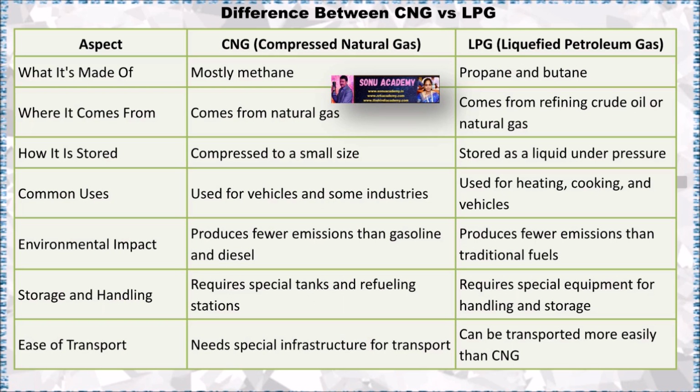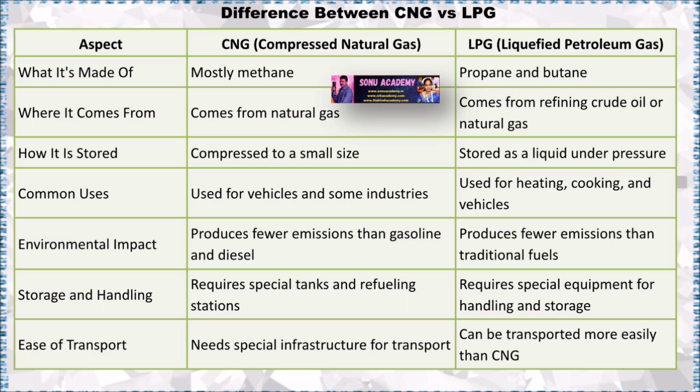Aspect: what it is made of. CNG is mostly made up of methane, and LPG is made up of propane and butane. Aspect: source. CNG comes from natural gas, whereas LPG comes from refining crude oil and natural gas. CNG is stored compressed to a small size, and LPG is stored as a liquid.